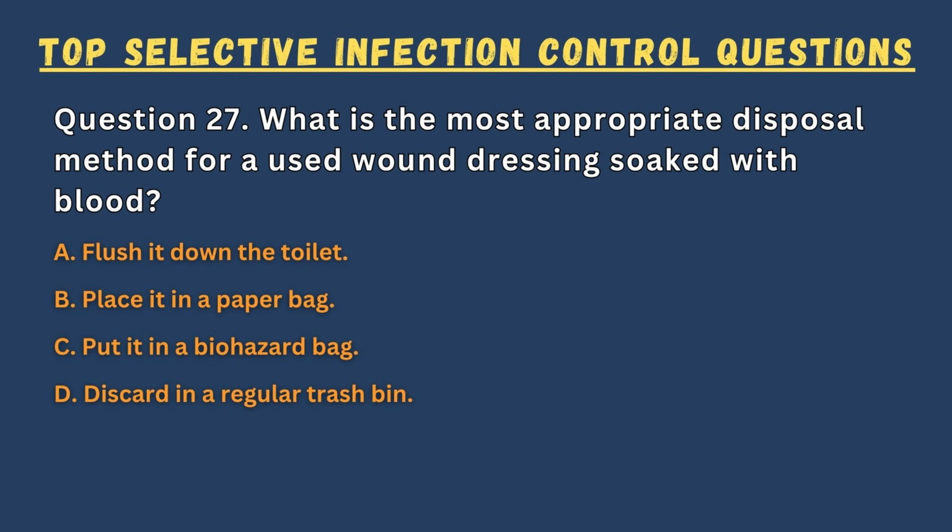Question 27. What is the most appropriate disposal method for a used wound dressing soaked with blood? A. Flush it down the toilet. B. Place it in a paper bag. C. Put it in a biohazard bag. D. Discard in a regular trash bin.